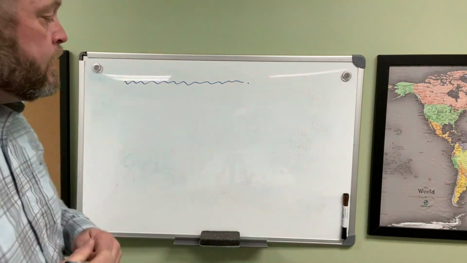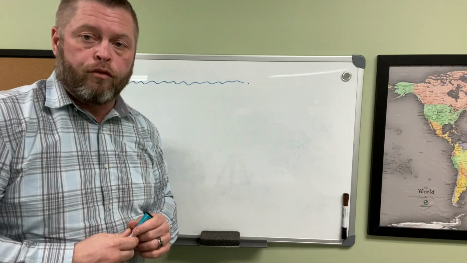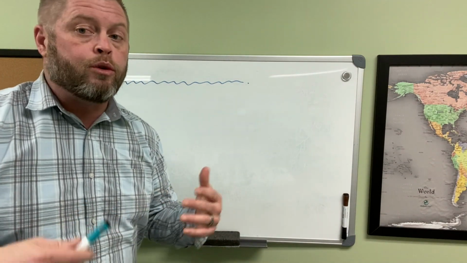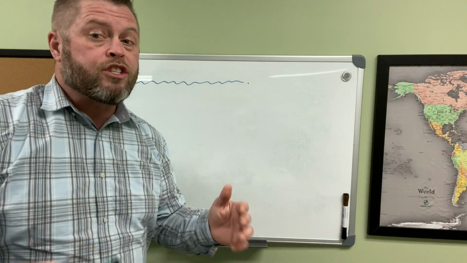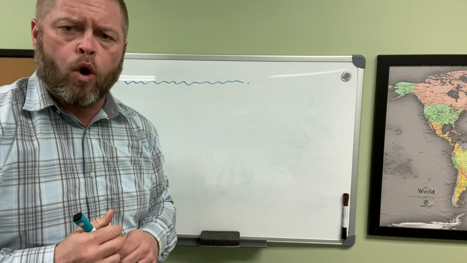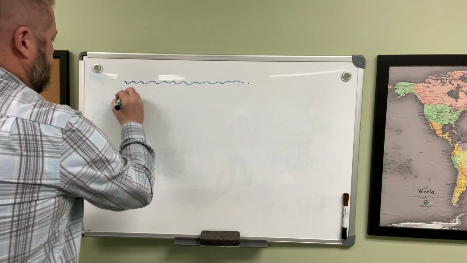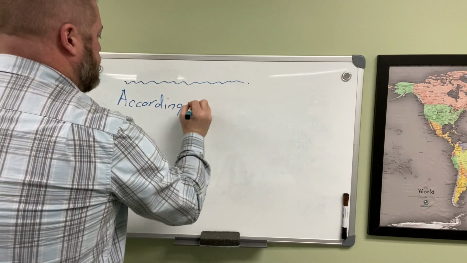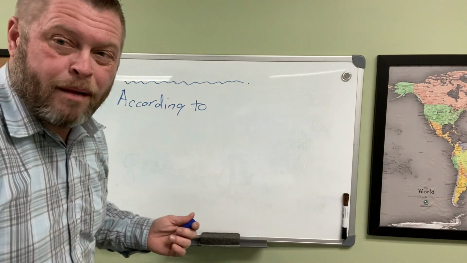So the next thing you'll need to do is give me a signal phrase. Now, the signal phrase may sound something like this: according to so-and-so, or so-and-so suggests, or something to that effect. So let's go with the according to. So I can say, according to, and we'll just name Smith.